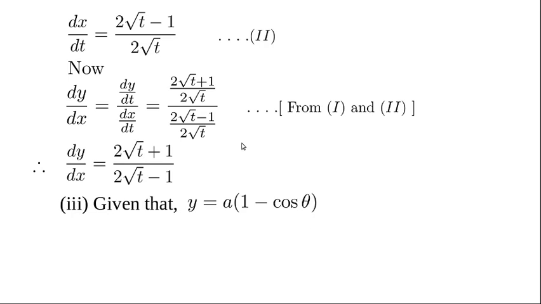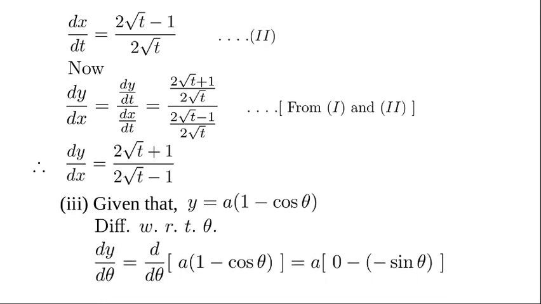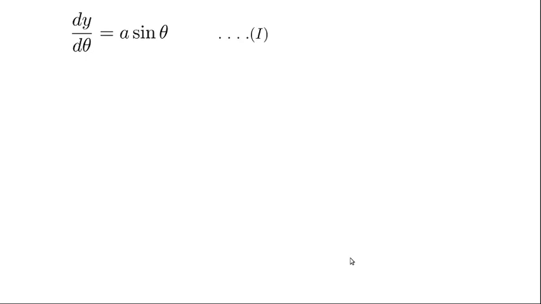Third one, y equal to a into bracket 1 minus cos theta. Here theta is the parameter, so differentiate with respect to theta. dy by d theta equals d by d theta of a into bracket 1 minus cos theta. a goes out, derivative of 1 is 0, and derivative of cos theta is minus sin theta, so this becomes positive. Therefore, dy by d theta equal to a sin theta.